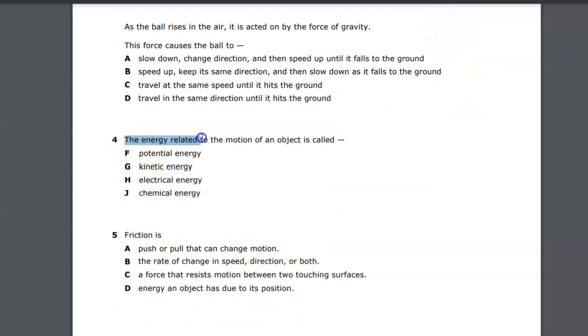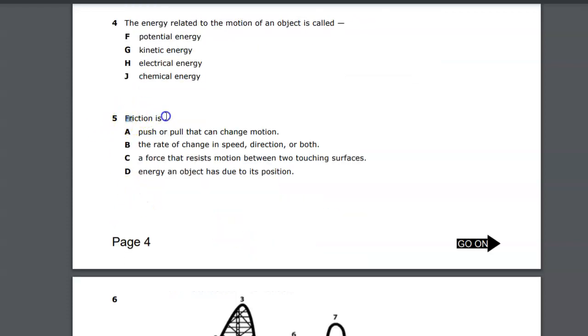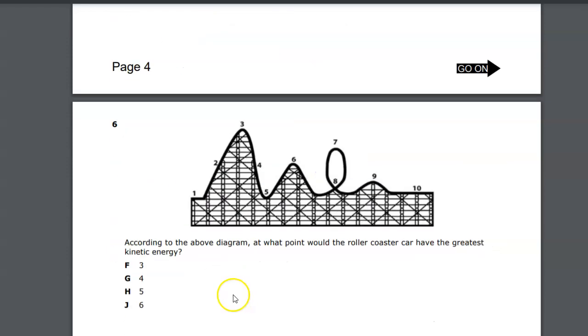Number 4, the energy related to the motion of an object is called what? Is it F, potential energy, G, kinetic energy, H, electrical energy, or J, chemical energy? Number 5, friction is what? A, a push or a pull that can change motion. B, the rate of change in speed, direction, or both. C, a force that resists motion between two touching surfaces. Or D, the energy an object has due to its position.